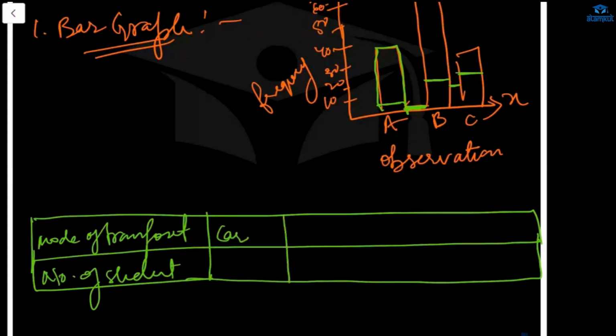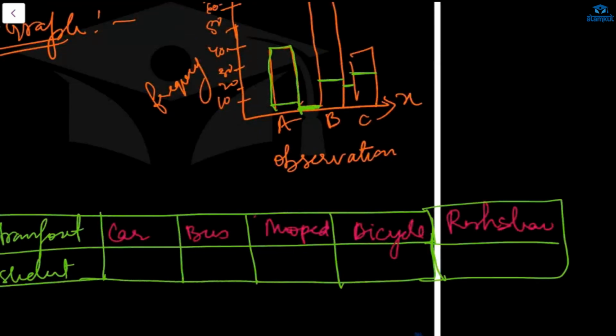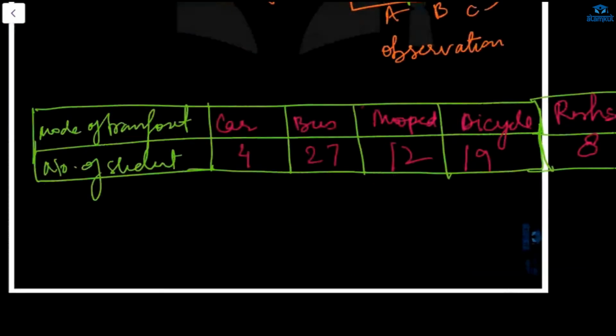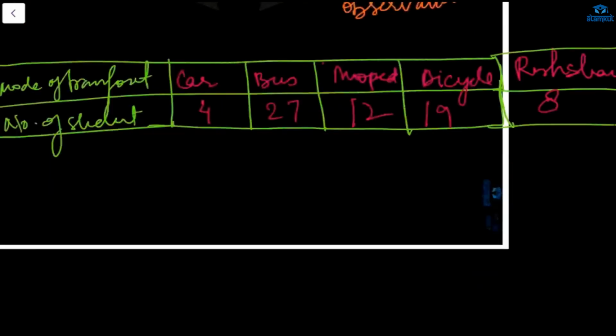Wait a minute, I'll use a different color so it highlights. Some can come with car, some are going to come with bus, some with moped, some bicycle, some with rickshaw. Now what is the division? 4 students are coming with car, 27 with the bus. This is a simple bar graph. Now how are you going to represent this bar graph? You are having values.